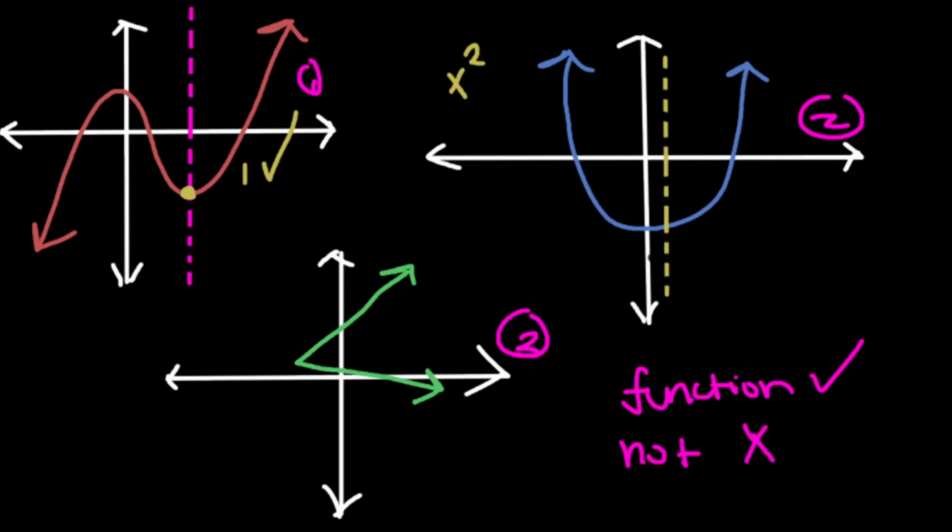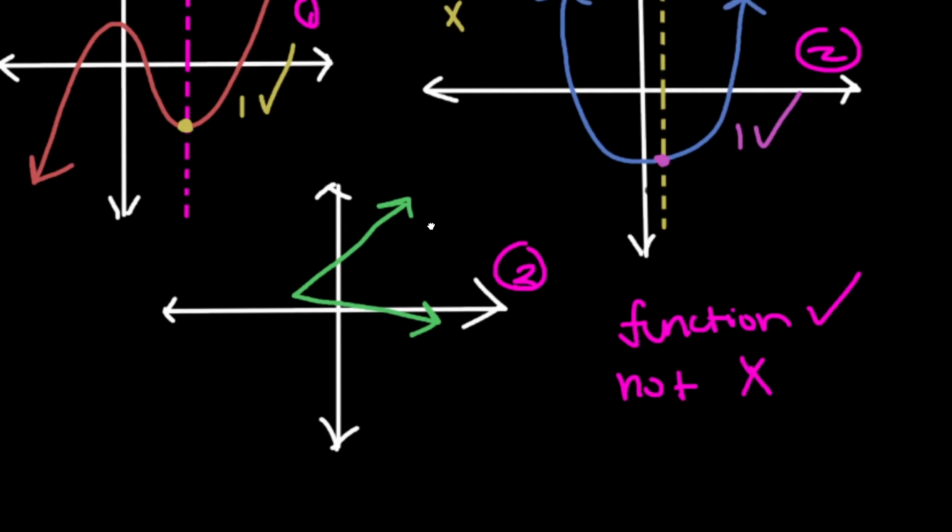Alright, so looking at the line, you can see that it hits the line right here, once. So it hits it once, so that means it is a function. So now you know quadratics are functions. You know polynomial functions are functions, no pun intended. And now let's move on to the last one.